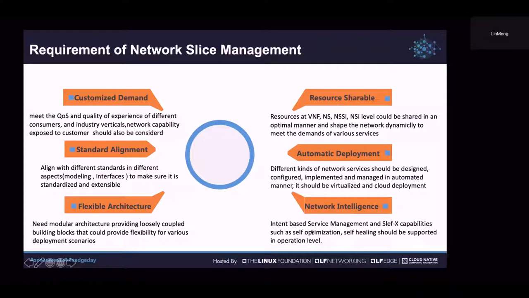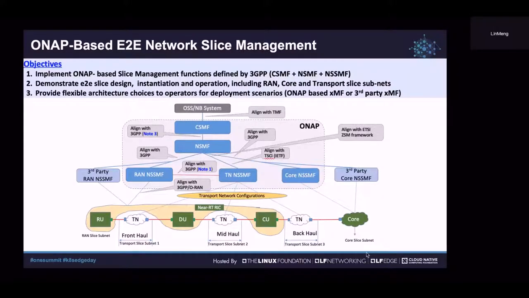Network intelligence should also be taken into consideration from the business level to the operation level to the network elements. Our final goal is to realize the autonomous network in which we could provide intent-based service management and self-x capabilities such as self-optimization and self-healing. The Open Network Automation Platform actually satisfies all the above demands.